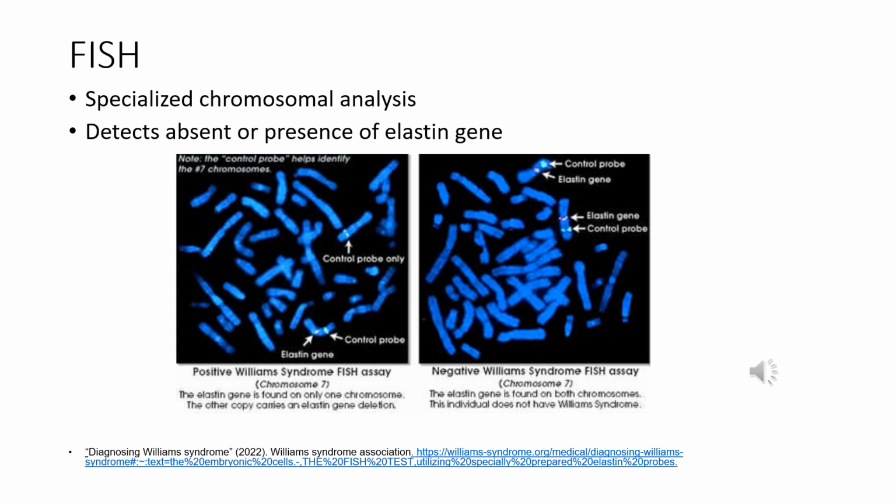Here in the picture, we have FISH analysis of Williams syndrome, with positive Williams syndrome on the left, where the elastin gene is found on only one chromosome. The other copy of the gene is deleted, hence the patient has Williams syndrome. And on the right side, we have FISH analysis of negative Williams syndrome, where the elastin gene is found on both chromosomes. Hence, the individual does not have Williams syndrome.